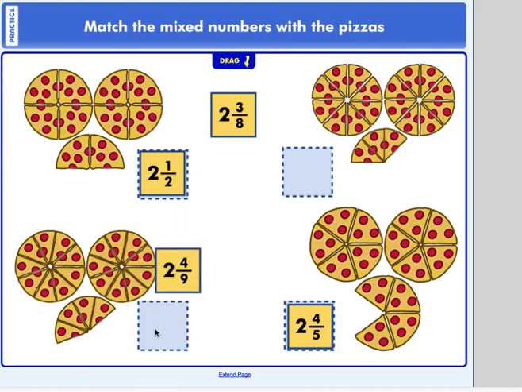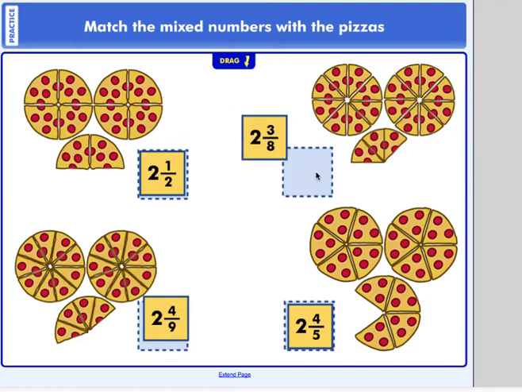So I'm going to put 2 and 4/9 here, and that leaves 2 and 3/8 over here, and that makes sense because I've got 3 pieces. Here would be the 4th, and that's half of it, so it would take 8 to fill up the whole pizza. So if I had to match these up, that's how I'd go about doing this.